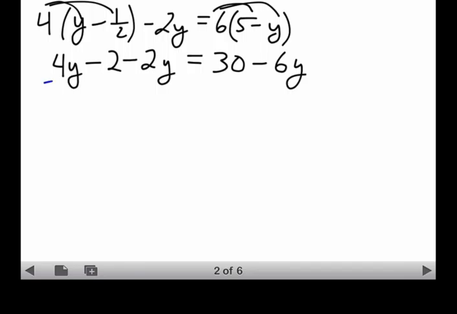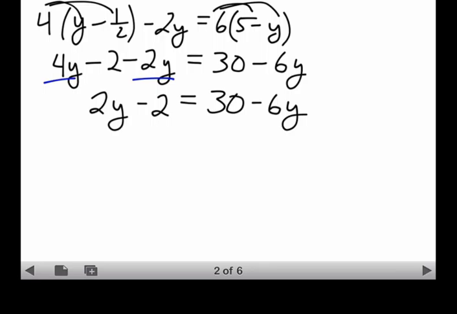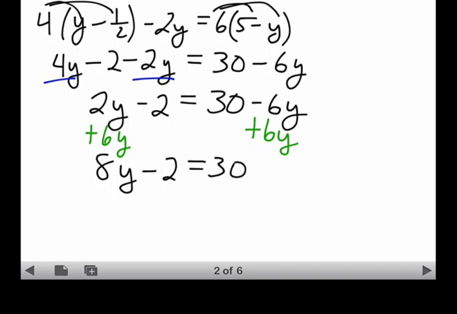Collecting like terms means we're going to perform the subtraction 4y minus 2y. And so on the left-hand side, we have 2y minus 2 is equal to 30 minus 6y. Now we're at the step where I want to add or subtract to get the variables on one side and numbers on the other. And so I'm going to add 6y to both sides and end up with 8y minus 2 is equal to 30.